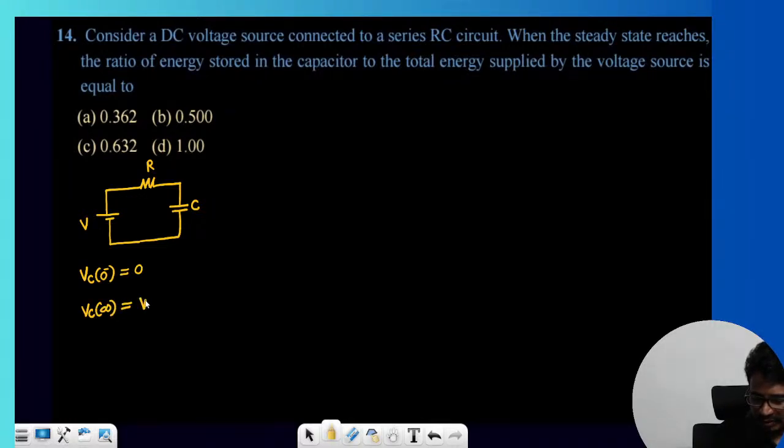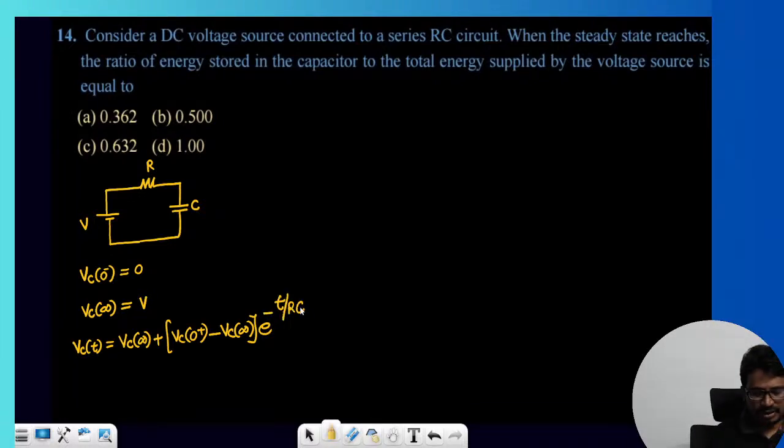That is equal to V. Now you tell me VC of t, which could be given as what? Final value plus initial value minus final value into e power minus t by tau. Tau equals RC. Now find out VC of t. So VC of t we will get as V plus 0 minus V into e power minus t by RC.